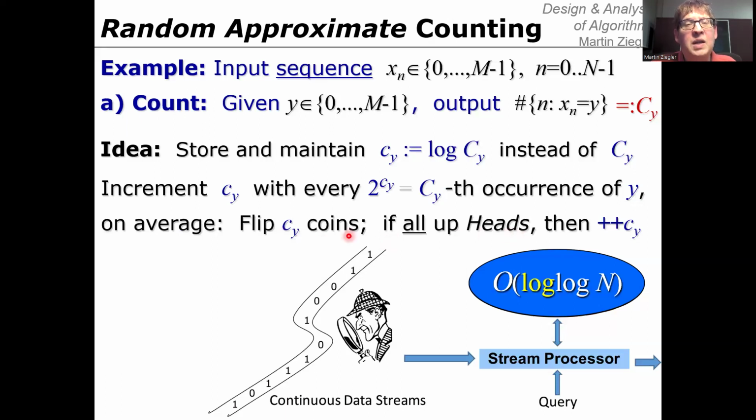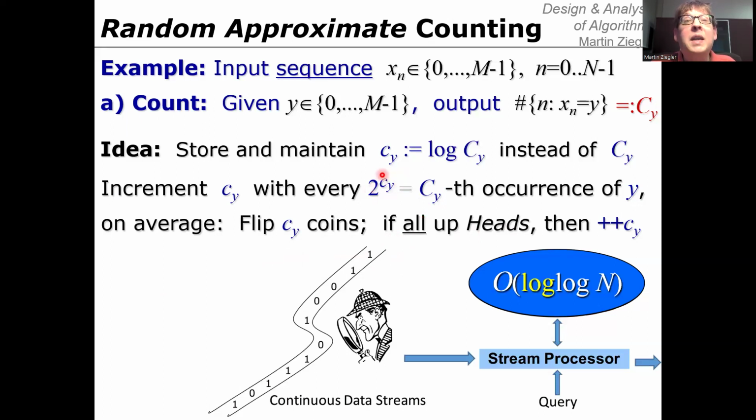Or put differently, the expected number of times we need to see y for all these coins to come up heads is 2 to the plus cy, right? 1 over probability, that's the expected number of times we need to repeat a process to become successful. One occurrence of y has probability 2 to the minus cy. After having repeated that 2 to the plus cy times, then we have in expectation one time that all come up heads. So that's exactly what we want.